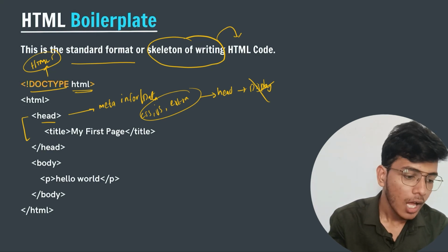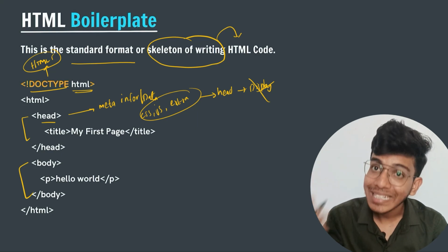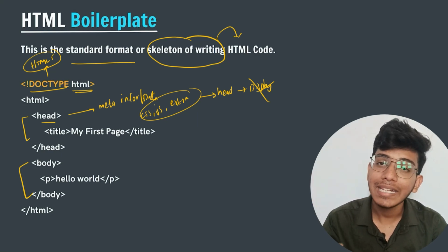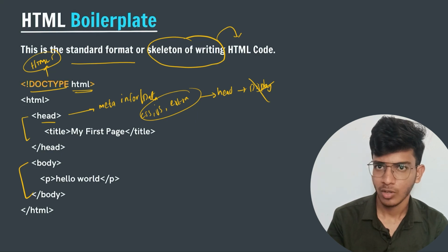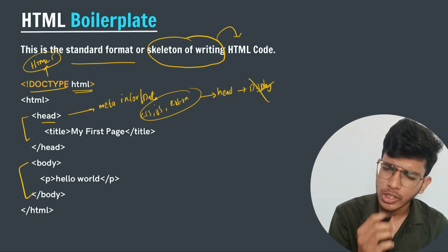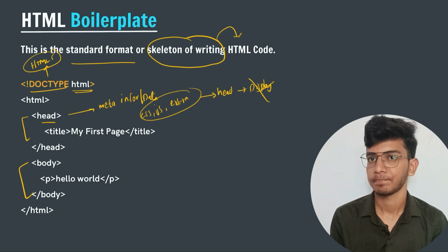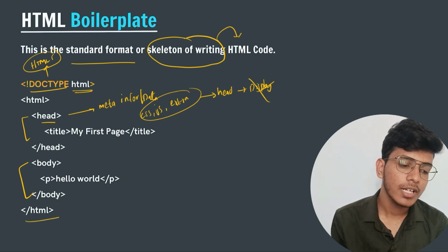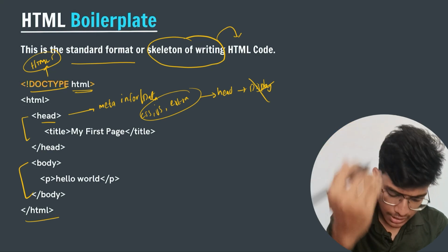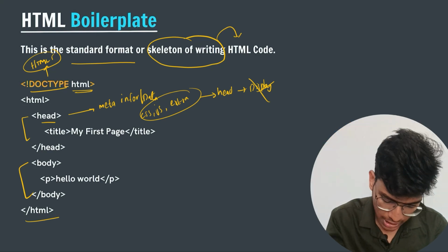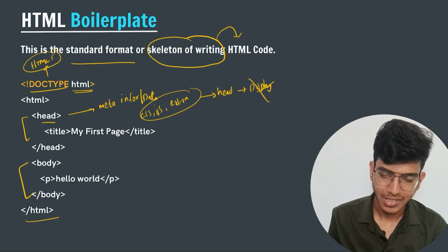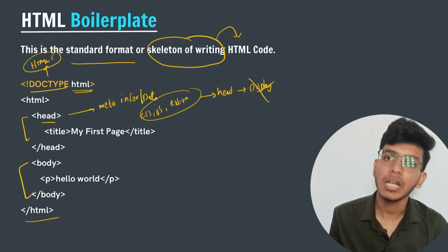Now after this comes the body of my HTML, and in the body we will write all our things, right? Whatever paragraph we are writing, whatever things we are writing, we will write within the body tag. And after it, slash HTML. This is the format of my HTML body. This is the format of my HTML boilerplate.